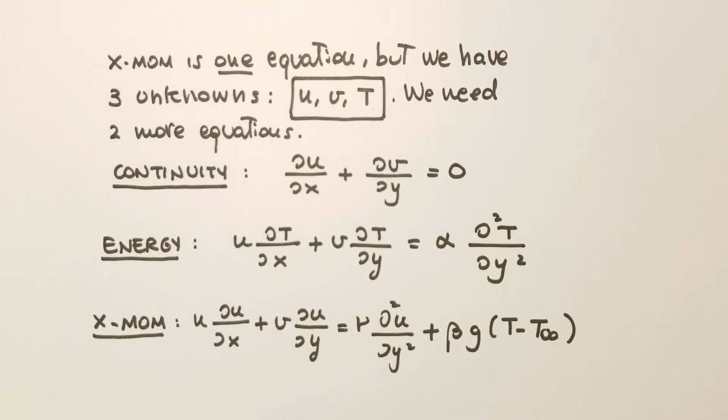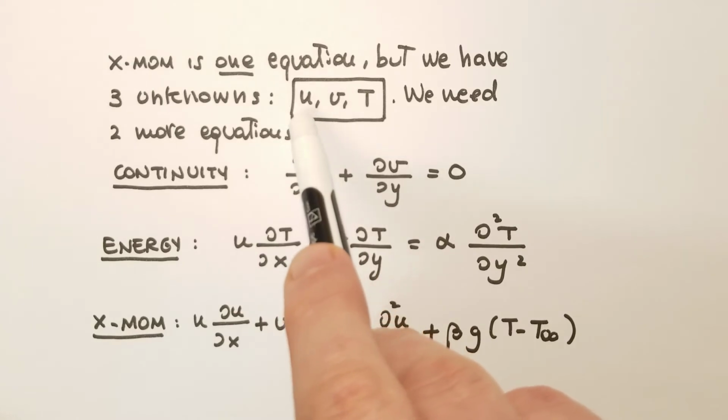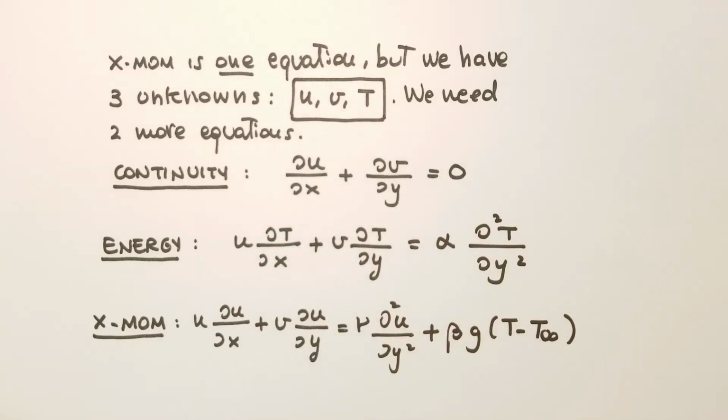But the x momentum equation is just one equation, and we actually have three unknowns: the two velocity components, the u component in the streamwise, in the vertical direction, following the plate, parallel to the plate, v in the wall normal direction, and the temperature. So we need two more equations. One equation is the continuity equation, that defines the conservation of mass, and then we have the energy equation, that defines the transport of the temperature. So we have a convection term that's equal to the heat conduction term.